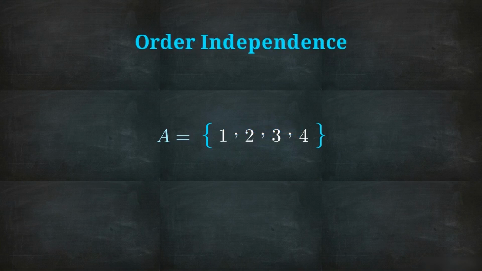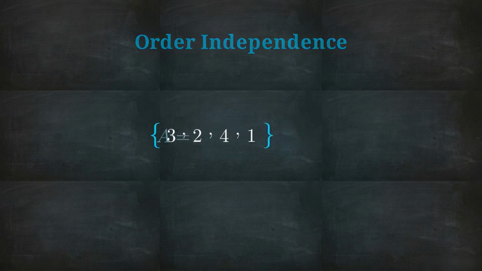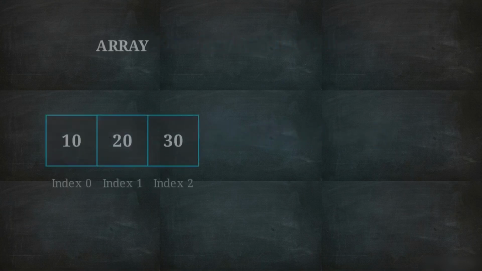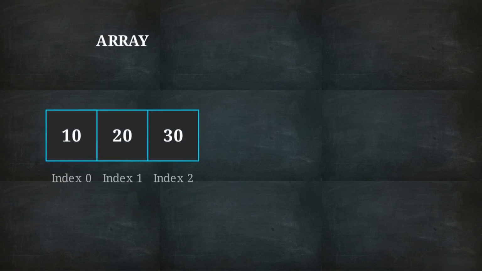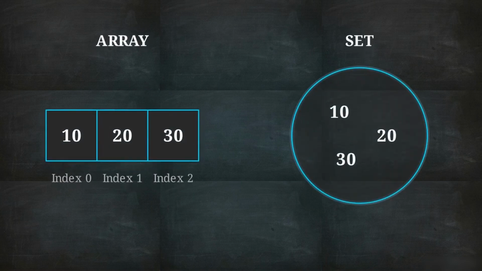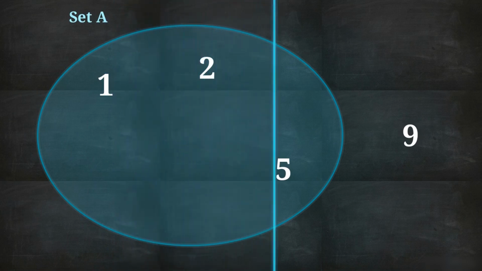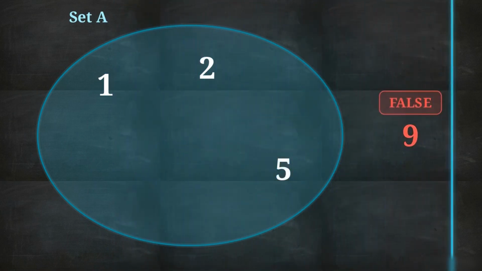The second property is order independence. Shuffling the arrangement to 3, 2, 4, 1 yields the exact same mathematical entity. An equal sign proves their equivalence. This marks a sharp departure from standard computational arrays. In a true mathematical set, index positions are irrelevant. The only detail that matters is whether an element exists inside the boundary or not.